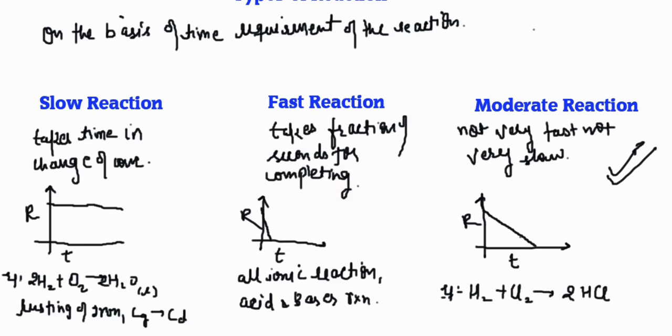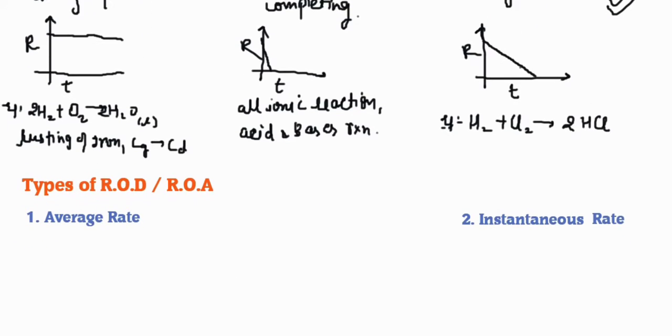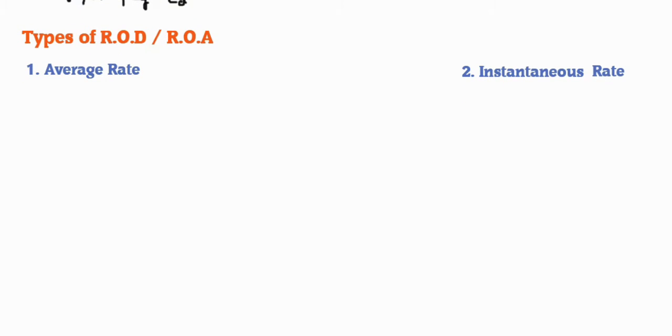Now let's discuss types of reaction according to rate of disappearance and rate of appearance. Say A is forming B. What is the rate of disappearance? It is minus dA by dt. And what is the rate of appearance? Not rate of association, it is rate of appearance. So the rate of appearance of B is dB by dt. This is the rate of disappearance and the rate of appearance.